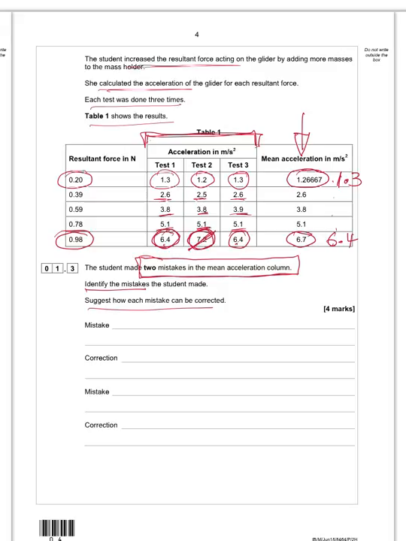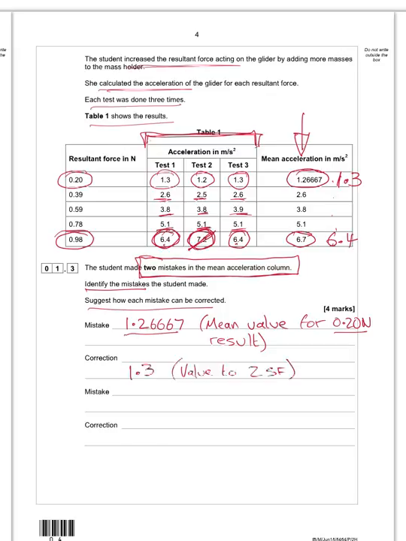So to answer these questions, that's what you need to do. You need to write down what the mistake was that they made. In the first case, 1.26667, and you can either write down the mistake they actually made or write down where they wrote it wrong. So in this case, the mean value for the 0.2 Newton result, and then you need to write down what they should have written or what they should have done differently. So in this case, they should have written 1.3, or just write the value to 2 significant figures, and 2SF is fine.